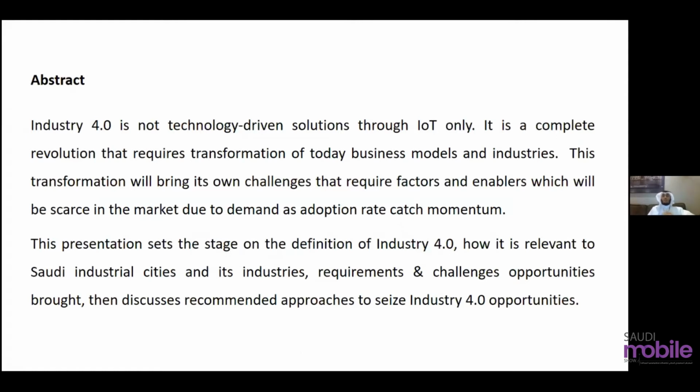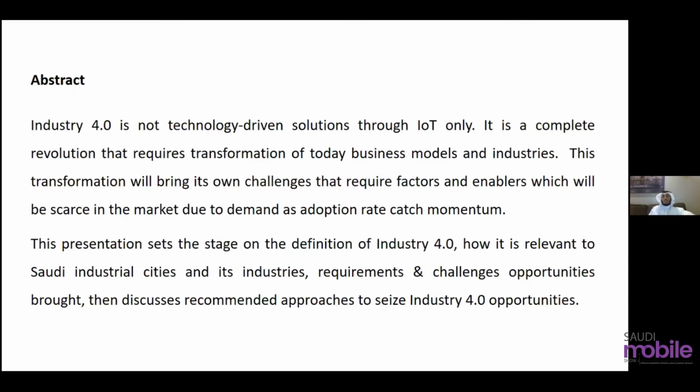As you know, Industry 4 is not merely a technology-driven solution through IoT only, as some of us may believe. It is a complete revolution that requires transformation of today's business models and industries. This transformation, with the evolutionary technologies surrounding it, will bring its own challenges that require factors and enablers which will be scarce, rare in the market due to the demand as the adoption rate catches momentum.